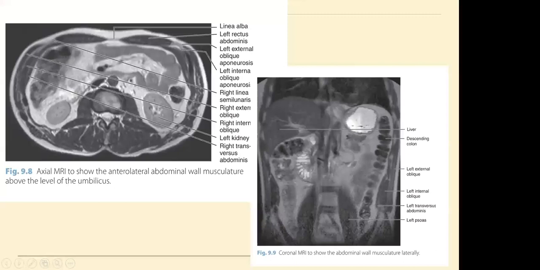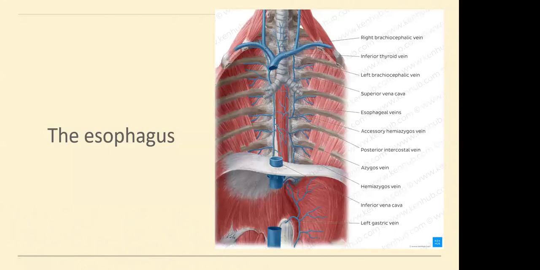These are axial and coronal MRIs, showing also the linea alba, the linea semilunaris, and the muscles of the anterior abdominal wall. Any questions regarding the anterior abdominal wall?